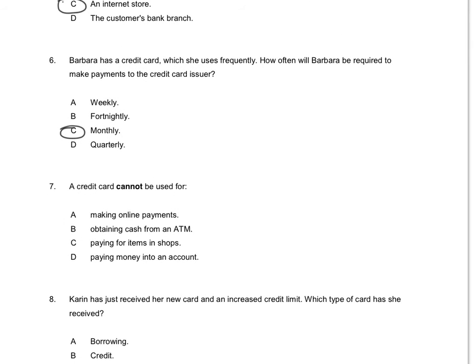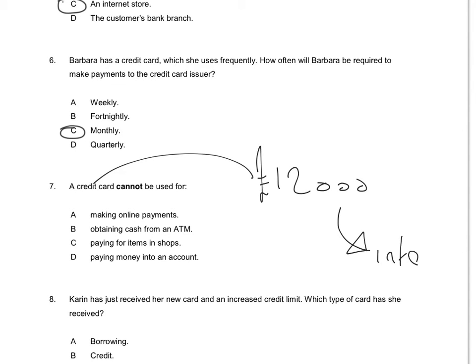7. A credit card cannot be used for. Now, remember, a credit card, this is not your money. It's what the bank gives you. So, for example, my bank gave me £12,000 of credit. So that's not my money. So when I pay it back, what am I going to have to pay back with it? I'm going to have to pay back interest, right? So it can't be used for paying money into my account. I'm not allowed to use my credit card to put into my current account. They don't let me do that.